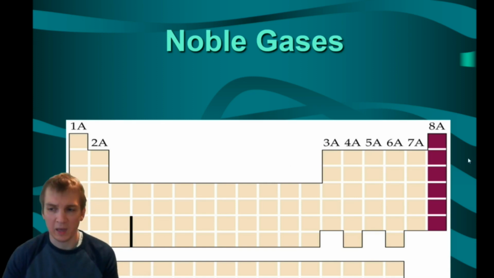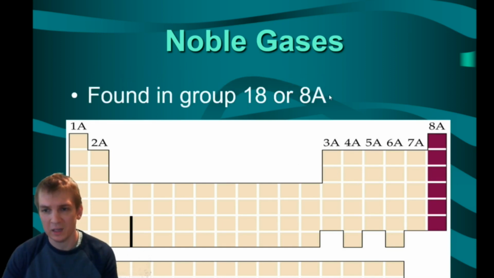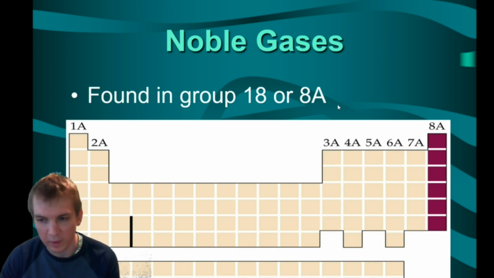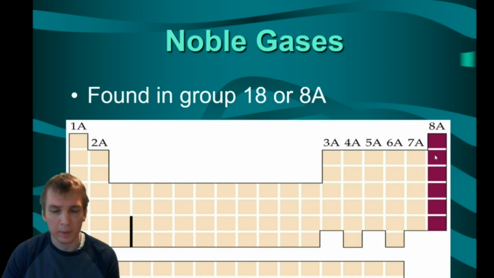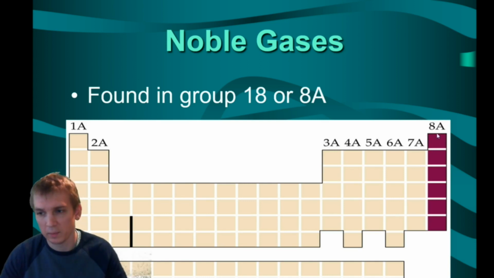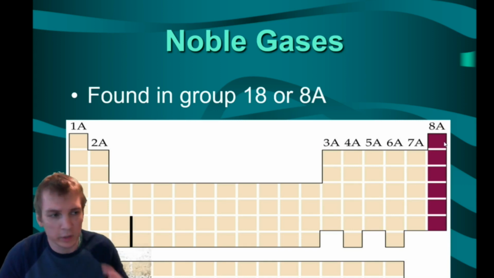So the group over here, this group has 8 valence electrons. That is called the noble gases. And they're found in group 18 or 8A, depending on what version of the periodic table you're looking at. All of these, except for one, have 8 valence electrons. The one that doesn't is this guy up here. This is helium. Sorry, not neon. Neon's below. Helium is the one that has only 2 valence electrons.